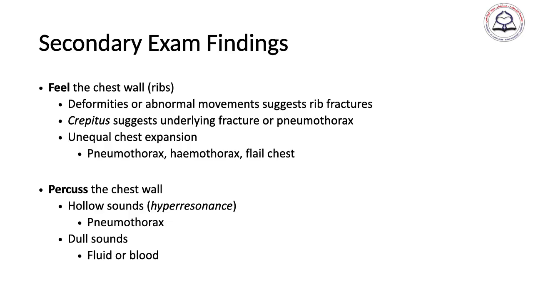Presence of crepitus could be due to pneumothorax and subcutaneous emphysema. Unequal chest expansion can be seen in pneumothorax, hemothorax, or flail chest. When you percuss, presence of a dull percussion note can indicate massive effusion or hemothorax. Hyperresonance indicates pneumothorax.